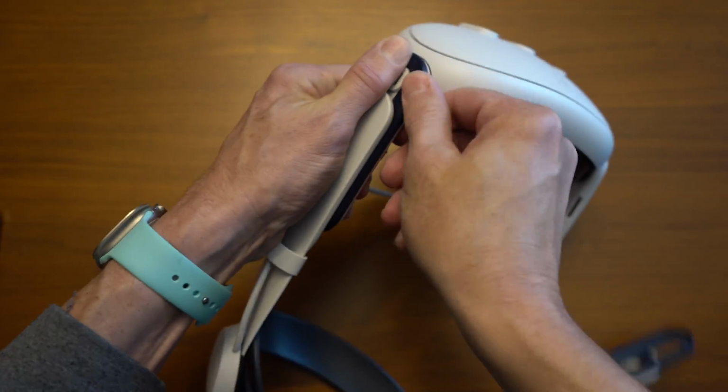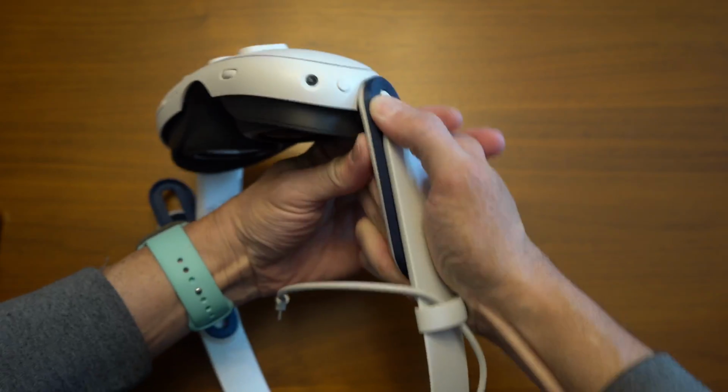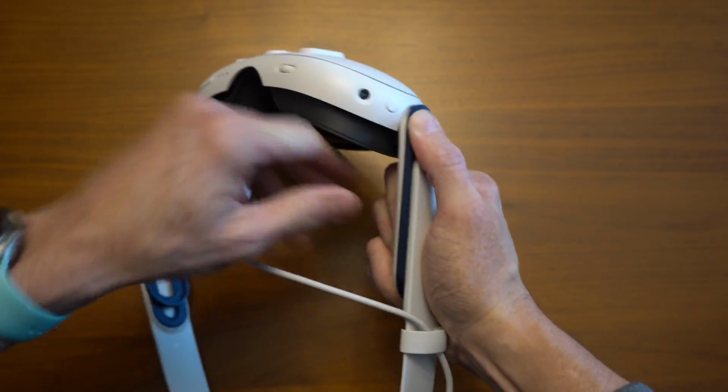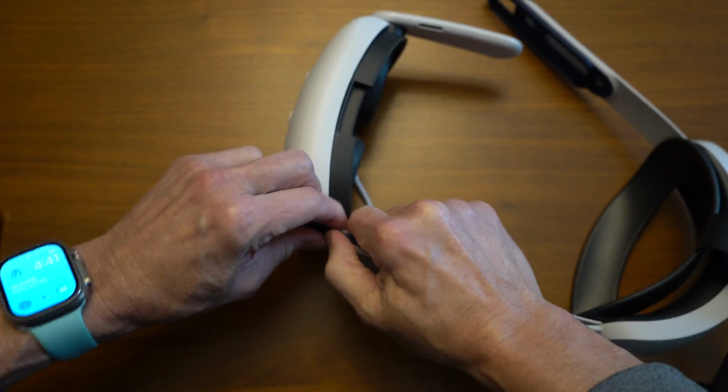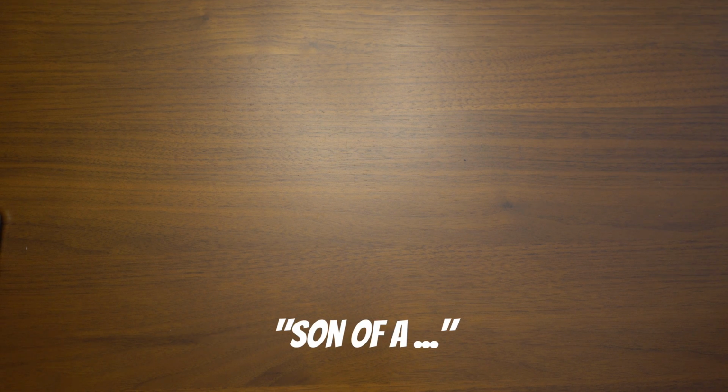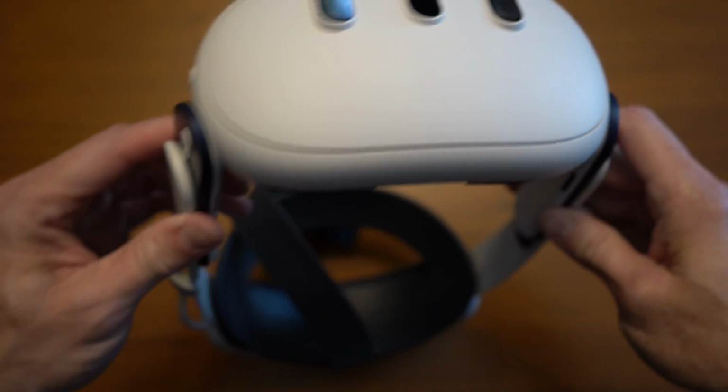With both adapters connected to the strap, connect the other side of the adapter to the sides of the Quest 3. Before you put on the headset, check around the connectors just to make sure that everything is snapped in place and really snug. And that's it. So how well does it work?